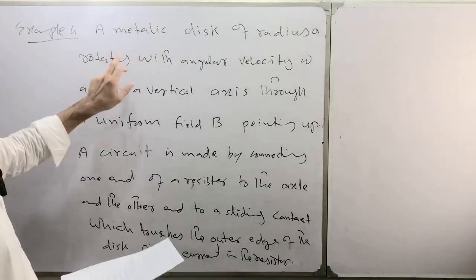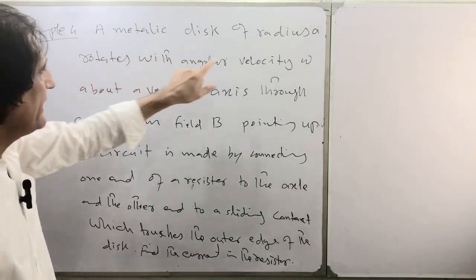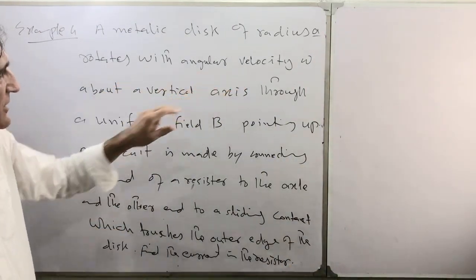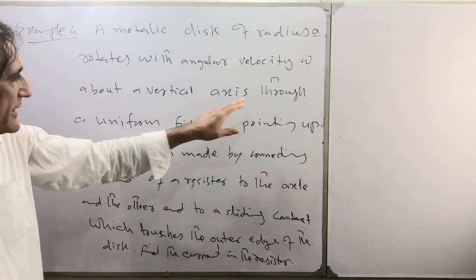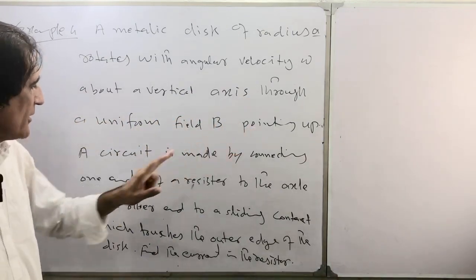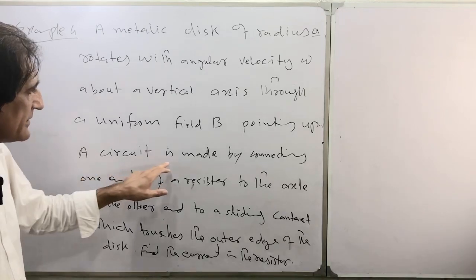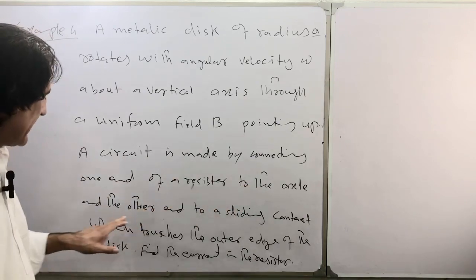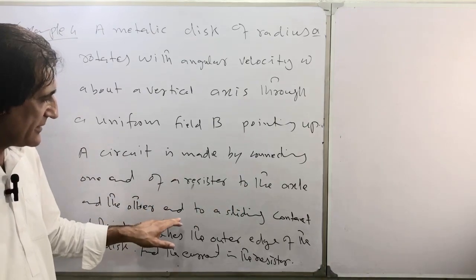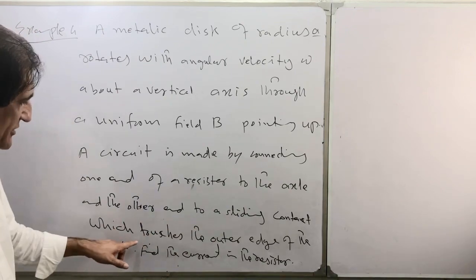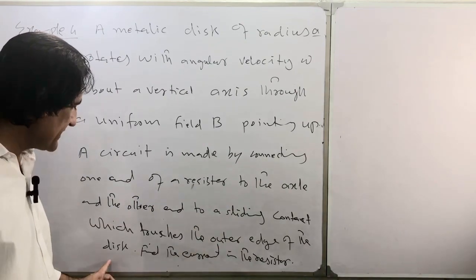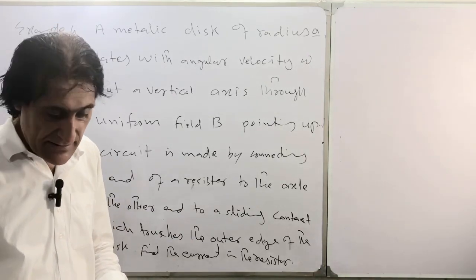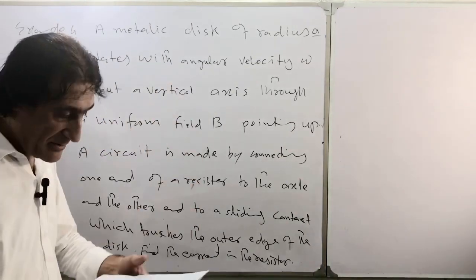A metallic disc of radius A rotates with angular velocity omega about a vertical axis through a uniform field B pointing up. A circuit is made by connecting one end of a resistor to the axle and the other to a sliding contact which touches the outer edge of the disc. Find the current in the resistor. You can see the statement of this problem in your book.